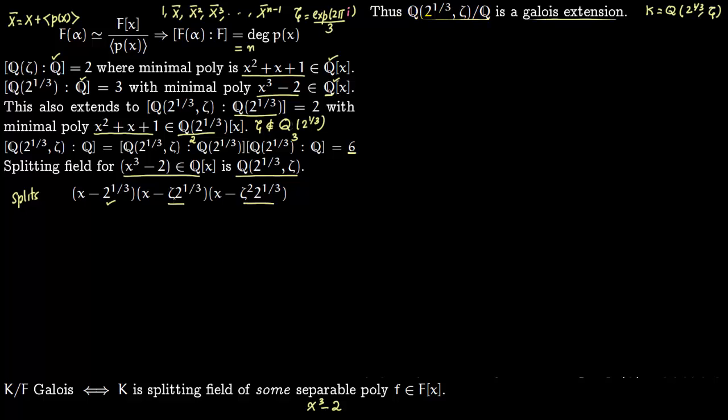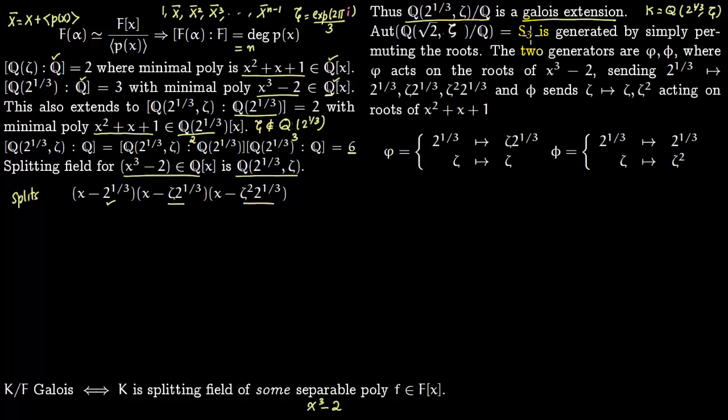So the group of automorphisms which fix the rationals, or you can say the Galois group which fixes the rationals, is the group of automorphisms of Q adjoin the cube root of 2 and zeta over Q. This is just S3, the symmetric group on three letters, because it is generated by permuting the three roots: 2^(1/3), zeta 2^(1/3), zeta square 2^(1/3). So your Galois group just permutes these three roots of our irreducible polynomial. Since it is just a permutation group, you have S3.